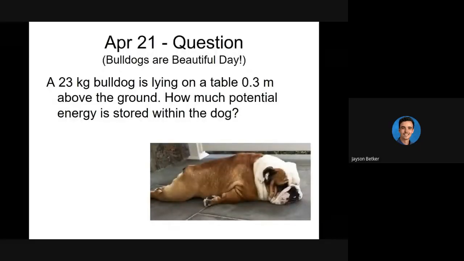So it's April 21st today. And April 21st, from what I saw online, is a good one. It's Bulldogs Are Beautiful Day today. So our question's about a bulldog.